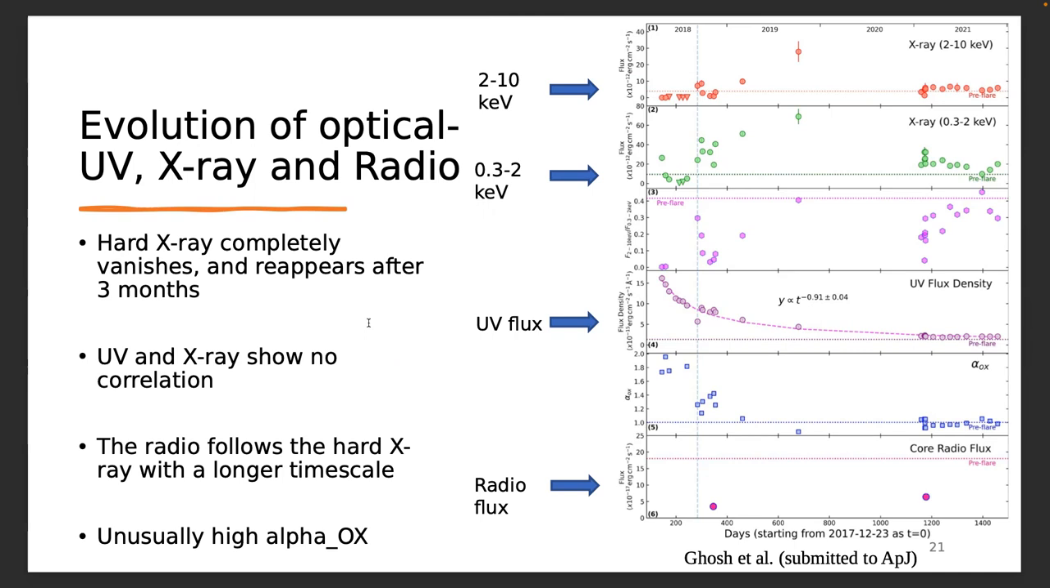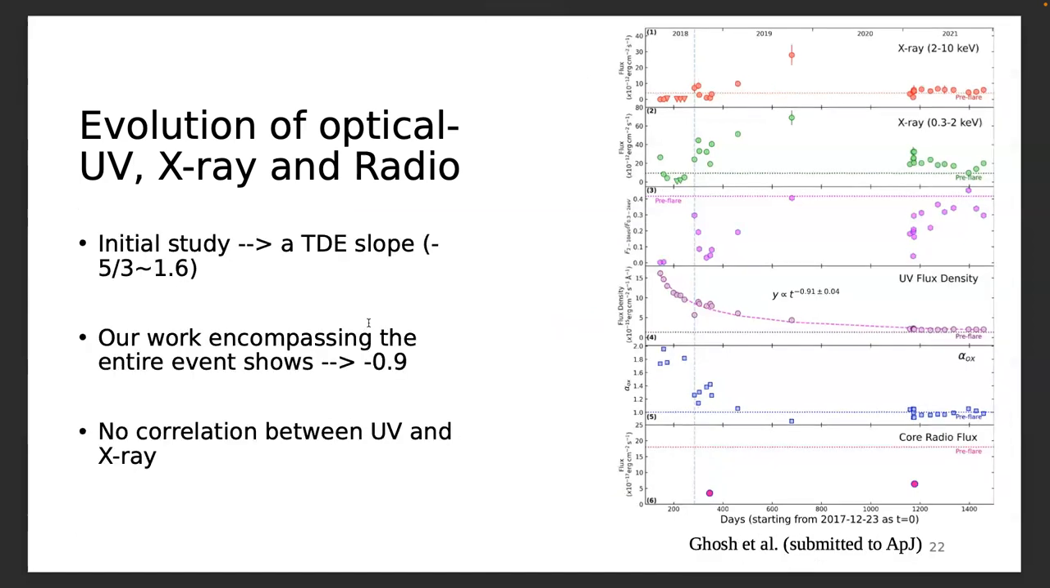And interestingly, when you study the radio observation, we see that the radio emission was quite low compared to the pre-flare values. Now, this is quite interesting, because we don't expect the radio to change much, since it is a radio-quiet AGN. So all of this kind of indicates that this may not be a tidal disruption event. And for a tidal disruption event, there are some other aspects.